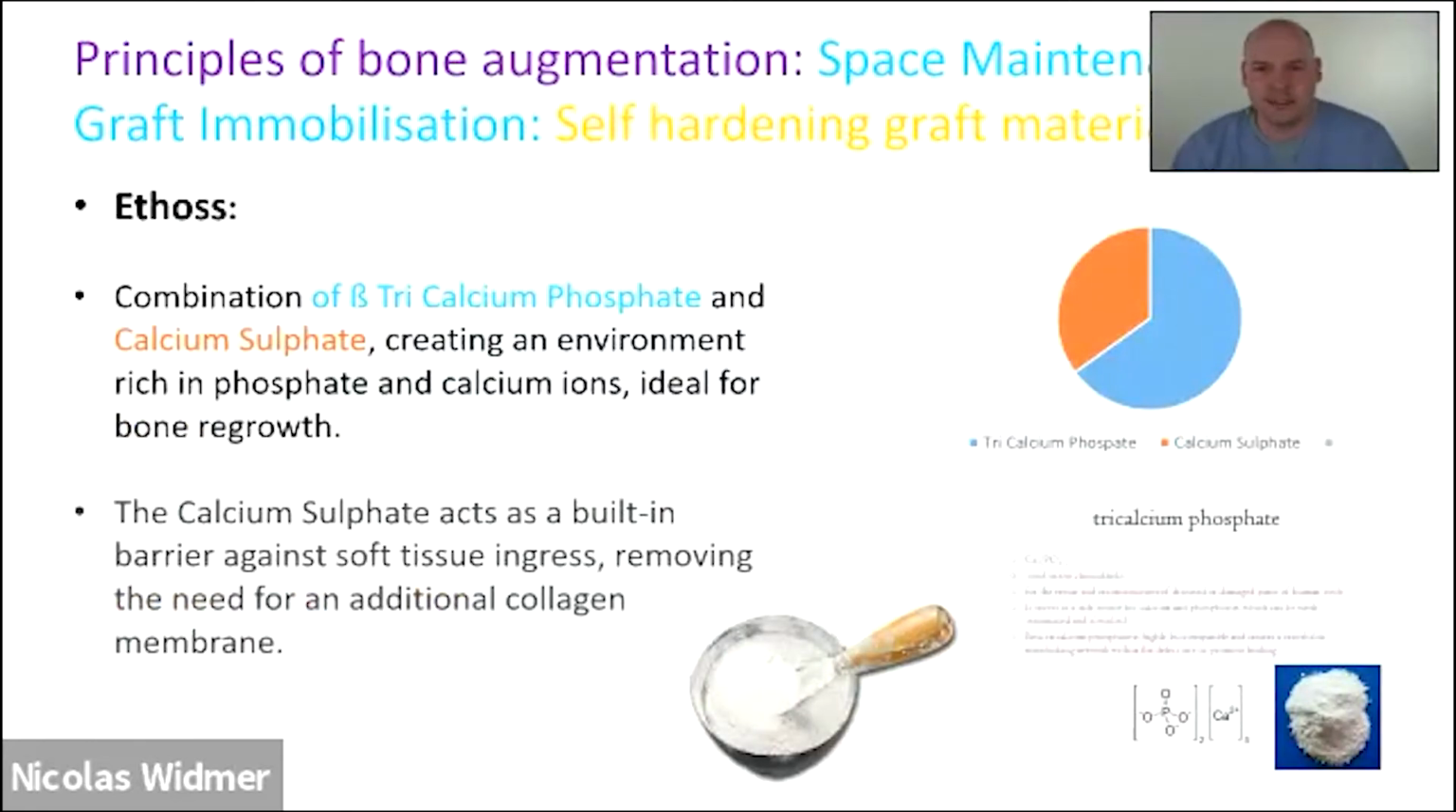So what is EthOss? It's a self-hardening graft material, and it consists of beta-tricalcium phosphate and calcium sulfate. And calcium sulfate actually is gypsum. So when we mix it, it hardens. It's not going to get rock-solid hard, but quite hard. So also with EthOss, we have stabilization immediately because the material is hardening itself.